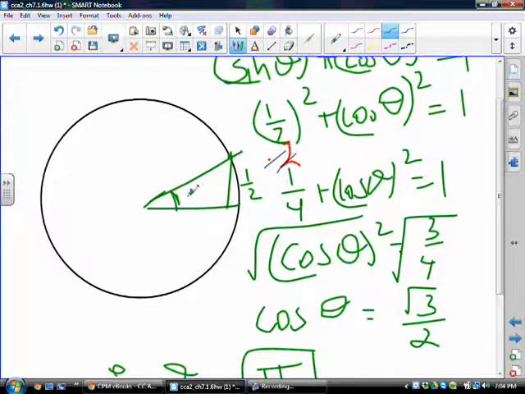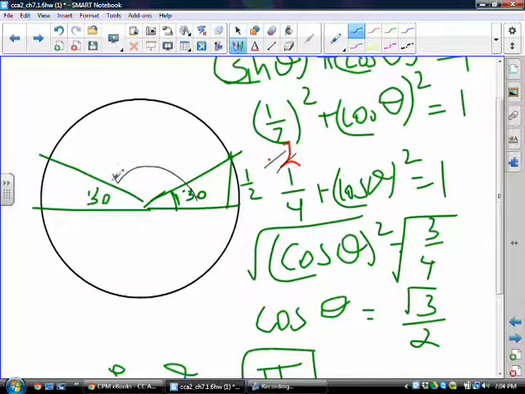Well, if I know this is 30 degrees, there's going to be one exactly on the other side of this circle, 30 degrees in this direction. So we want to know what is that angle from here to there. I'm going to take 180 minus the reference angle of 30, which tells me this angle is 150 degrees.